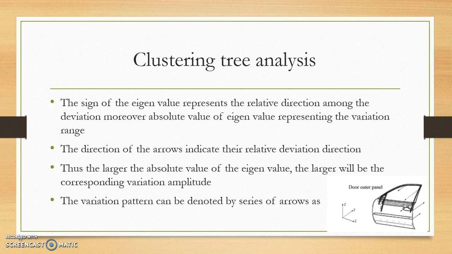The direction of the arrows indicates the relative deviation direction. So in this we can see that for the door outer panel, one arrow is indicated inwards and the other arrow is indicated outwards. From this we can say that the direction of the arrow indicates that the deviation effect is outwards. Thus the larger the absolute value of the eigenvalue, the larger the corresponding variation. The variation pattern can be denoted by a series of arrows.